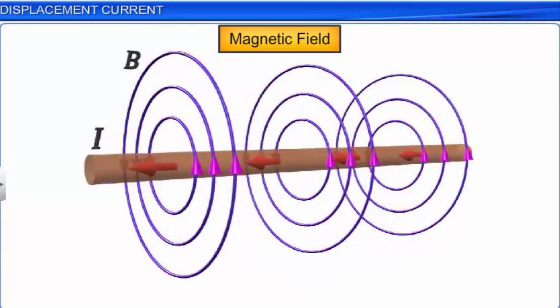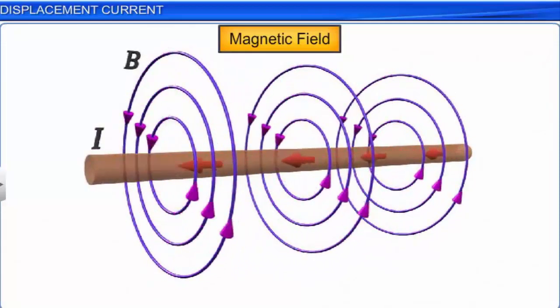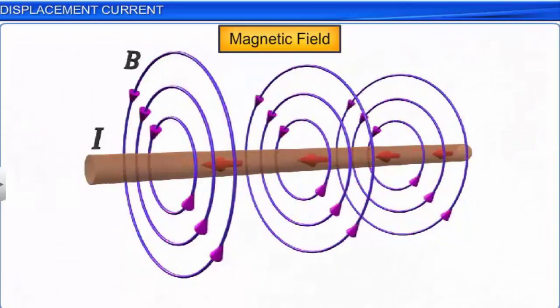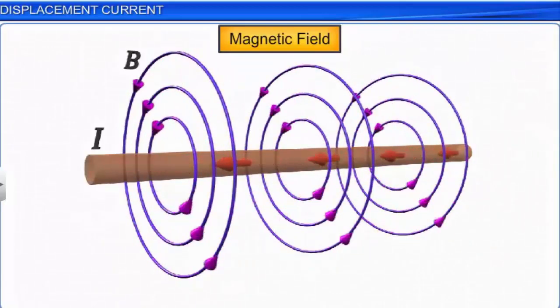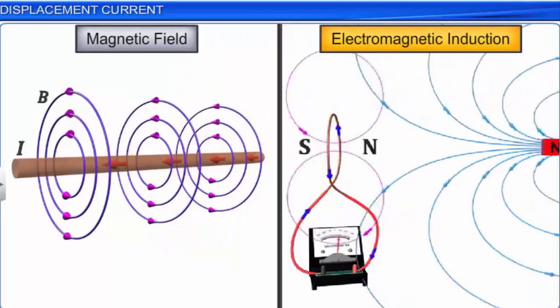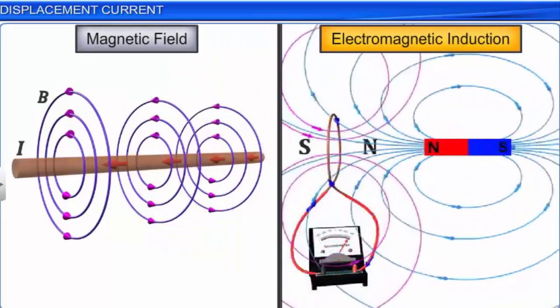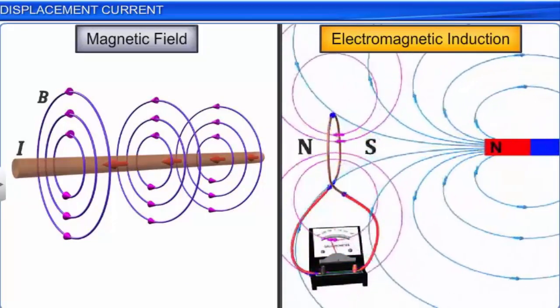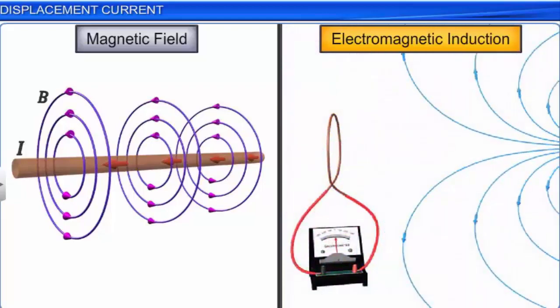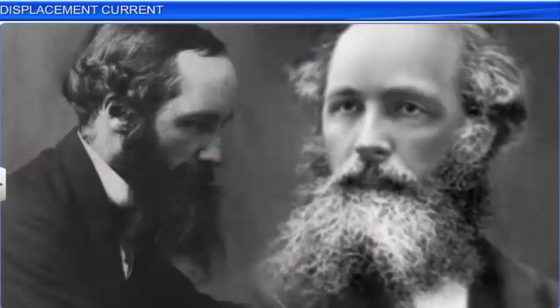As we have learnt earlier, a constant current carrying conductor produces a magnetic field around it. And a change in the magnetic field with time induces an electric current in a closed conducting loop. Maxwell showed that a change in the electric current or the electric field with respect to time produces a magnetic field.